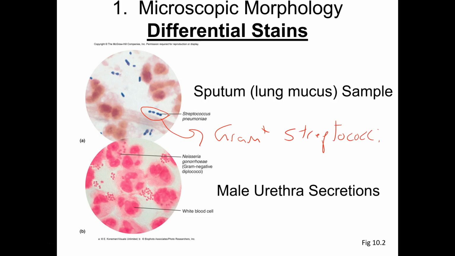So if you happen to find gram-positive streptococci, that is Streptococcus pneumoniae all day long. Okay? You shouldn't have gram-positive streptococci in your lungs.